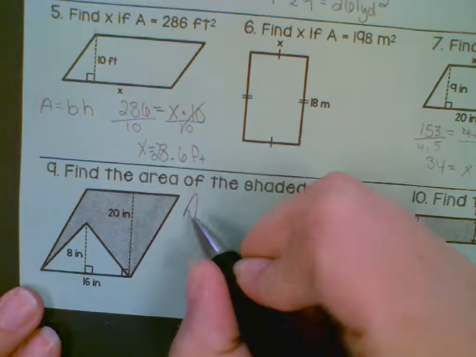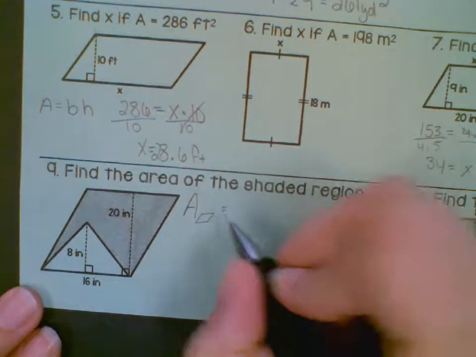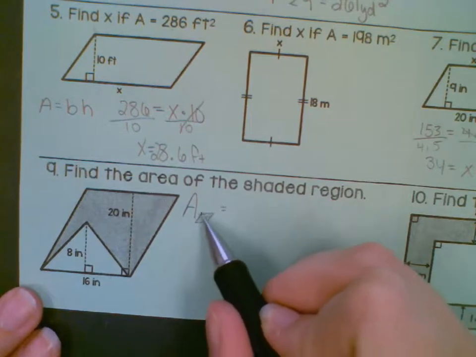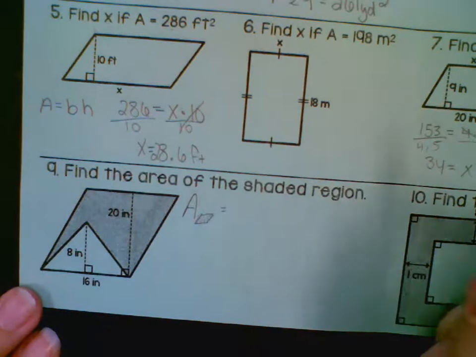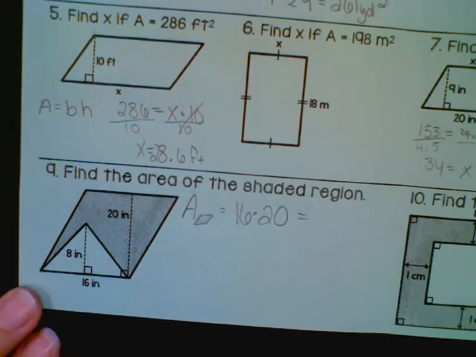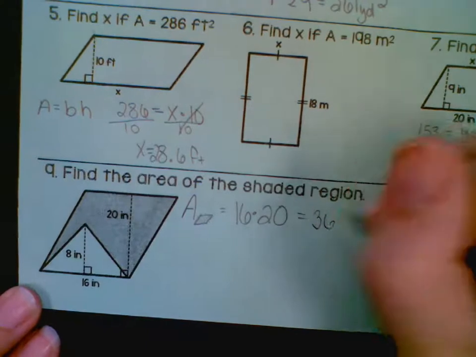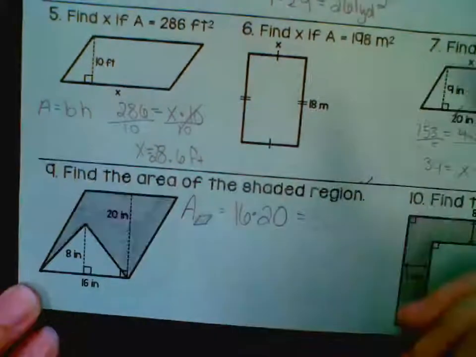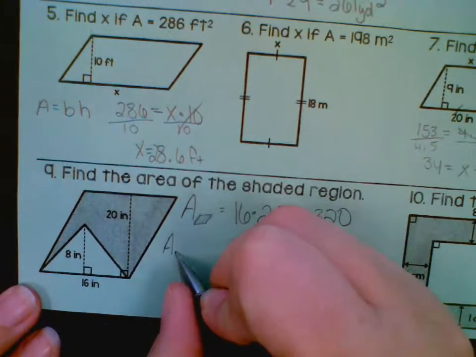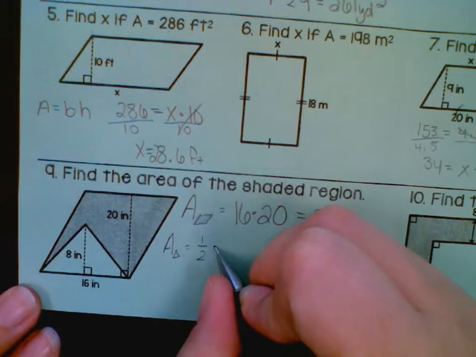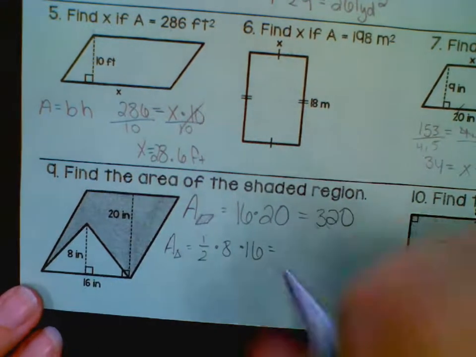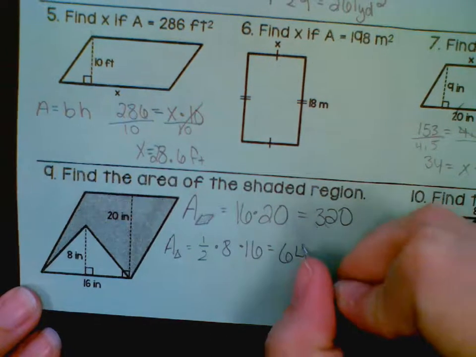So first I'm going to find the area of the parallelogram. And whenever I have to do more than one area, I always number the shapes, or I draw the symbol, like what it is, so I know which one I'm working on. So that's base times height, so 16 times 20. So the area of that whole thing is 320 inches squared. So now for the triangle, the area is half base times height. I wrote them backwards, but it's okay. So half of 16 is 8, so that would be 64.